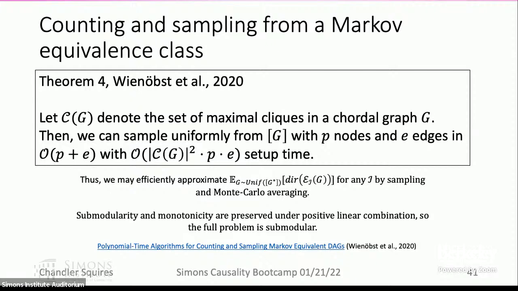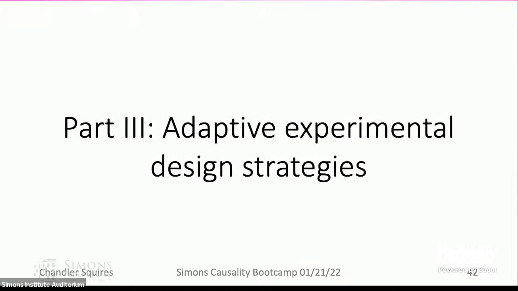And then that's the setup. And then we just sample from it pretty fast. It's kind of linear time in the number of nodes and edges. So that's all for the setup on passive, non-adaptive experimental design strategies. I think it's easier to just go into the adaptive ones after lunch. So if anybody has any questions, I could take those now.